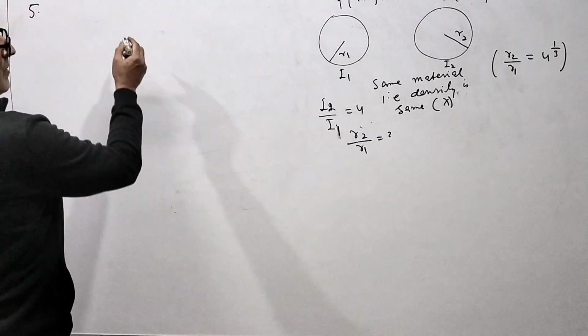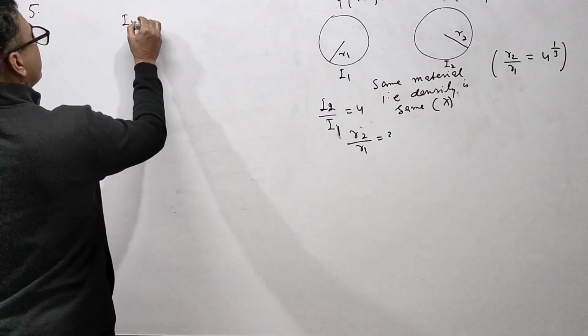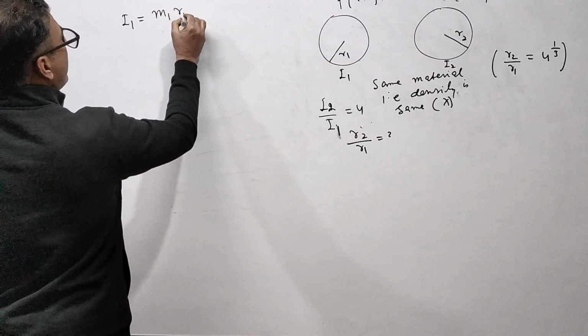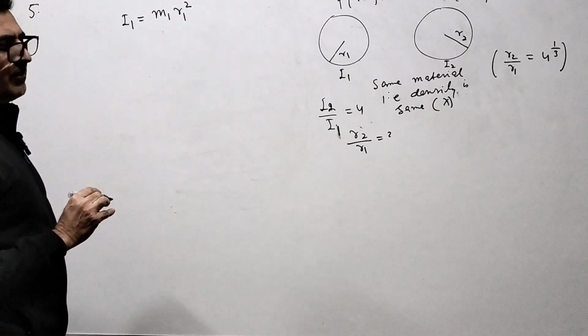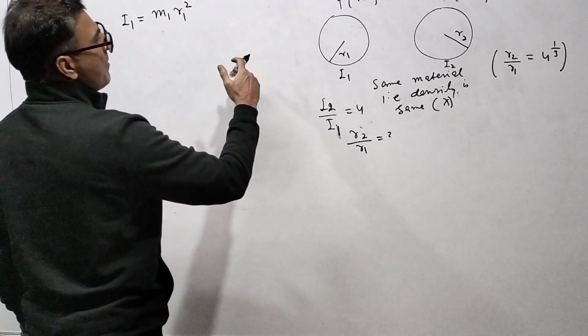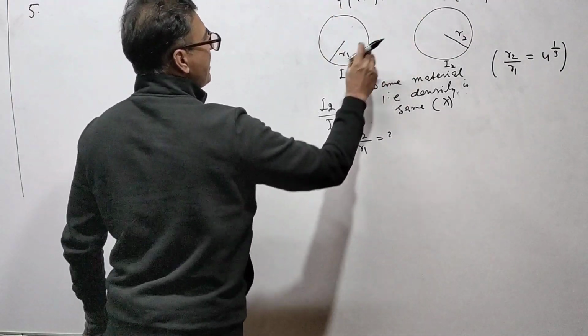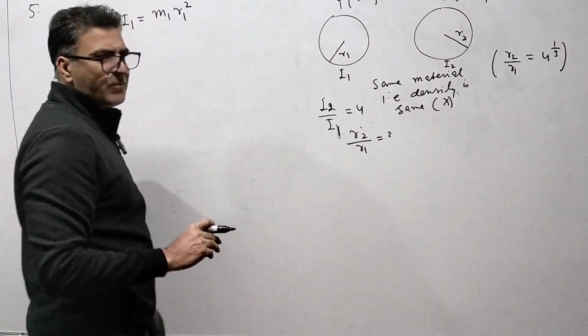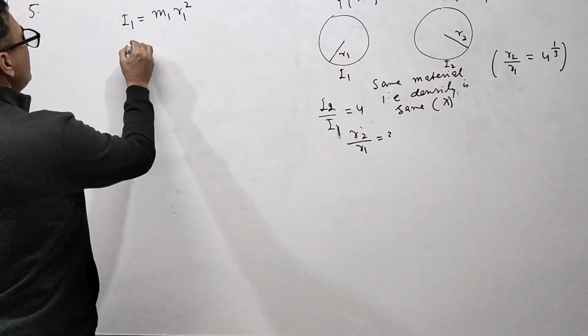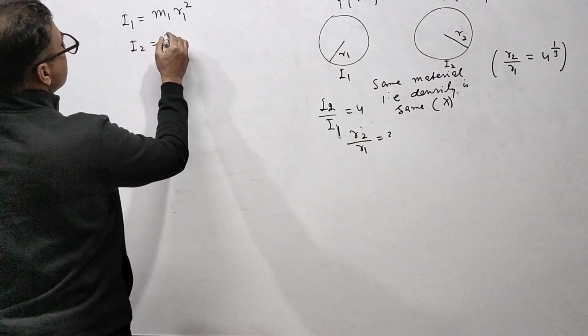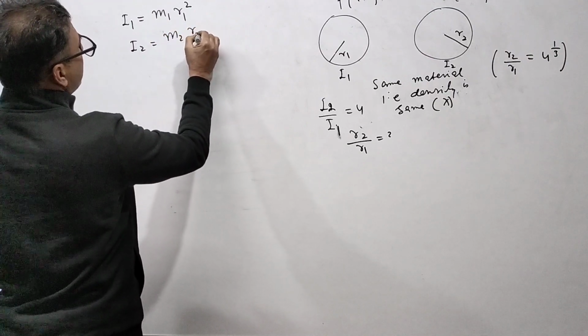So, what is I1? That is m1 r1 square. That is what we know. We can't write the same mass for both the rings. Although the density is the same, they are of different radii. One may be bigger than the other, so the mass will be different. What is I2? That is m2 r2 square.